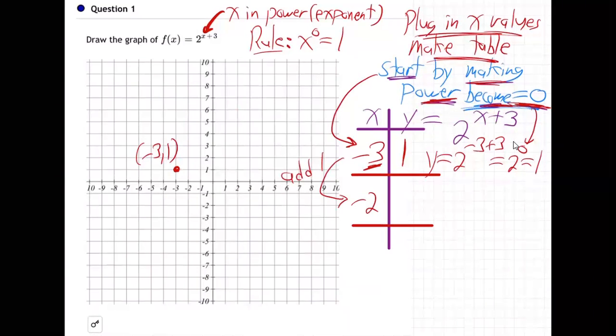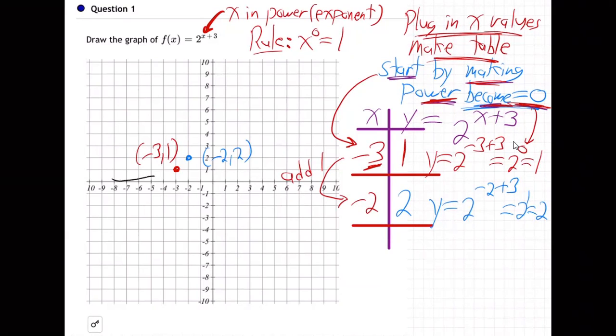Okay, so what do you get now? Well, now we get y equals 2 to the -2 plus 3. That's 2 to the 1, that's just 2. So y is 2. So back 2, up 2. There's that dot. And then all you need to do is click on the 2 dots and it will automatically make the curve for you.